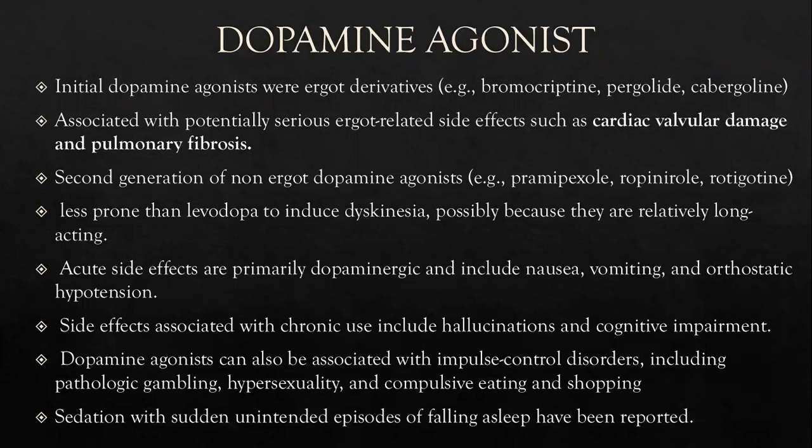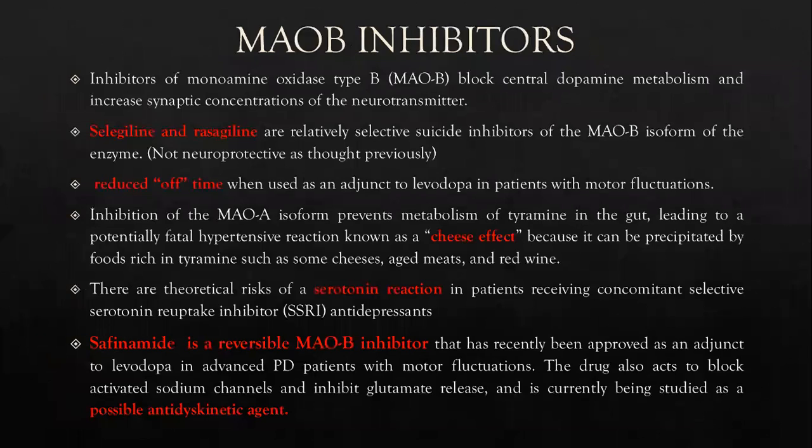So acute side effects are primarily dopaminergic and include nausea, vomiting, and orthostatic hypotension. Side effects associated with chronic use include hallucination and cognitive impairment. Dopamine agonists can also be associated with impulse control disorders, including pathological gambling, hypersexuality, and compulsive eating and shopping disorders. Sedation with sudden unintended episodes of falling asleep has been reported using dopamine agonists.